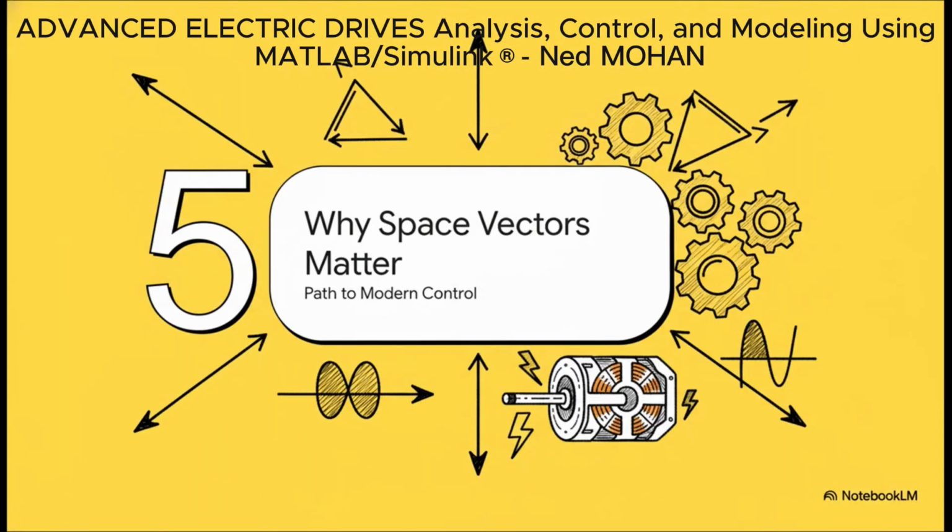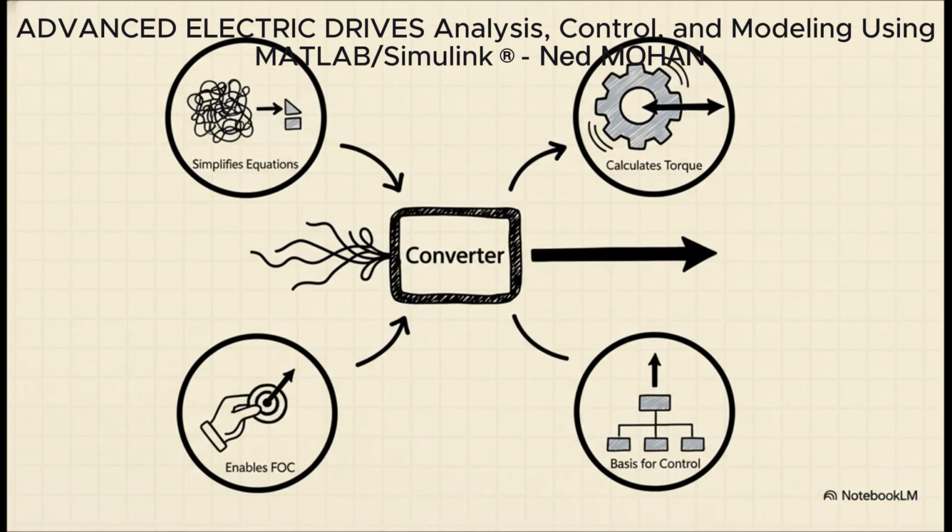Okay, so let's tie this all together. Why on earth did we go through all this trouble? What's the big payoff? Well, the payoff is absolutely huge. Because this concept, this is the mathematical key that unlocks the door to basically all of modern AC motor control. You see, this whole transformation from three phases down to one vector, it's not just some neat trick to make the homework easier. It has profound practical consequences.